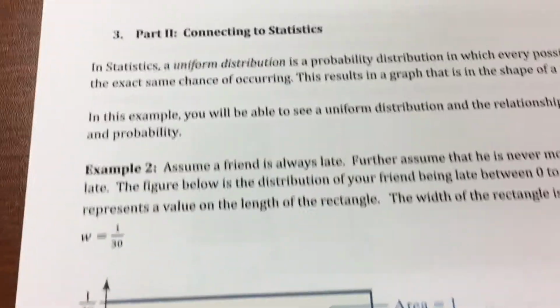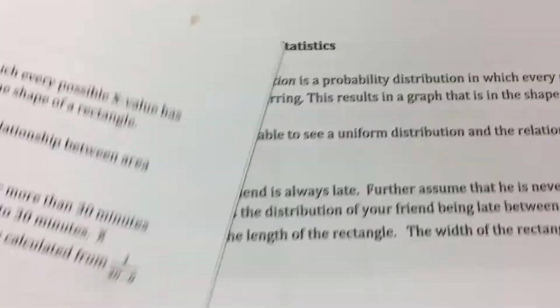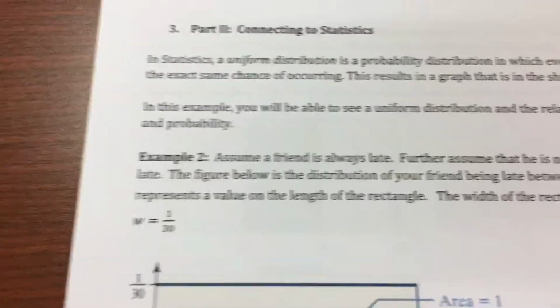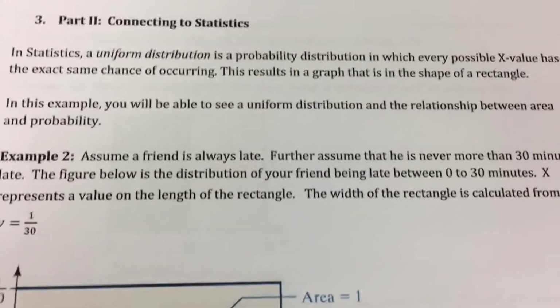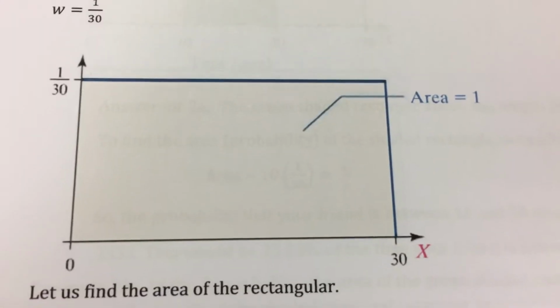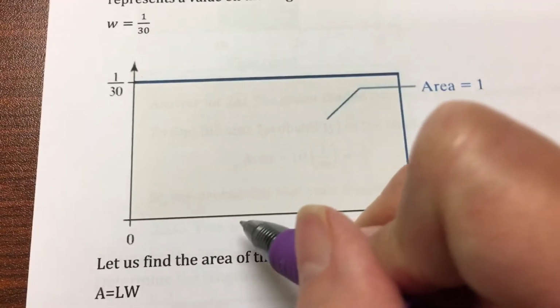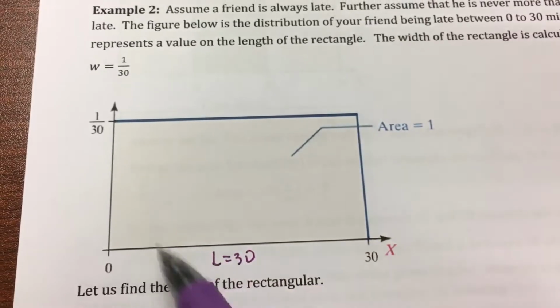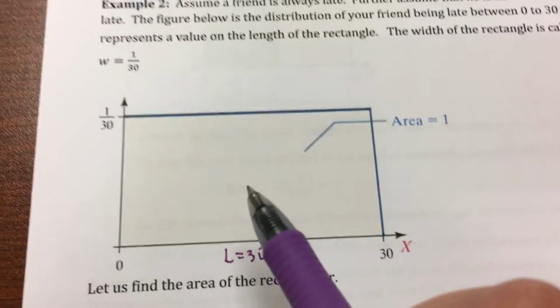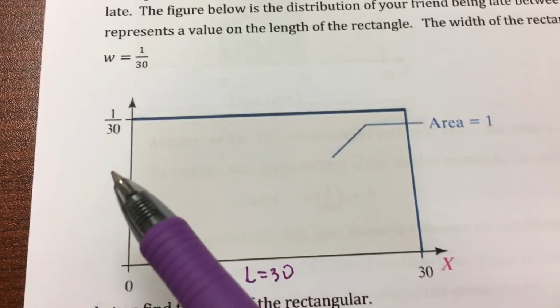Okay, the next page, notice it's going to talk about a uniform distribution in statistics, and that's what you're doing in Unit 3. They're going to give you an example of a uniform distribution. Notice in this one, your length is from 0 to 30. That means our length is 30. To find the width, notice in a uniform distribution, the area is always 1. So our width is always 1 divided by our length. So in this, our width is 1 over 30.